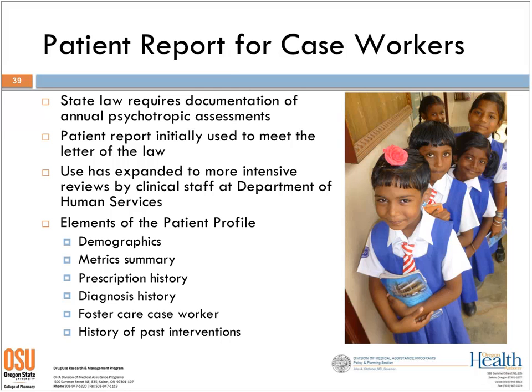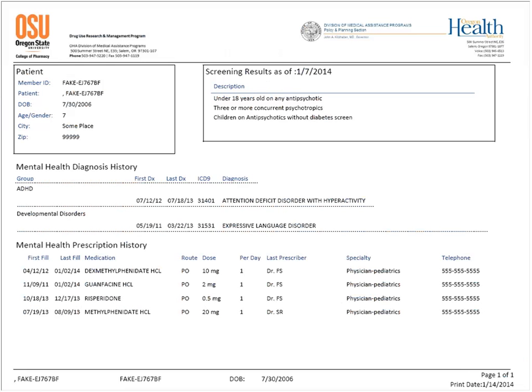So the next slide is an example of that template. I've included most of this for your reference, but very briefly, in the upper left-hand corner, you'll see that there's some basic patient information. The upper right-hand corner is our screening results. So which of those metrics did this patient meet? We also have a mental health diagnosis history and a prescription history. And so we've included all this, again, to start those conversations with the caseworkers.